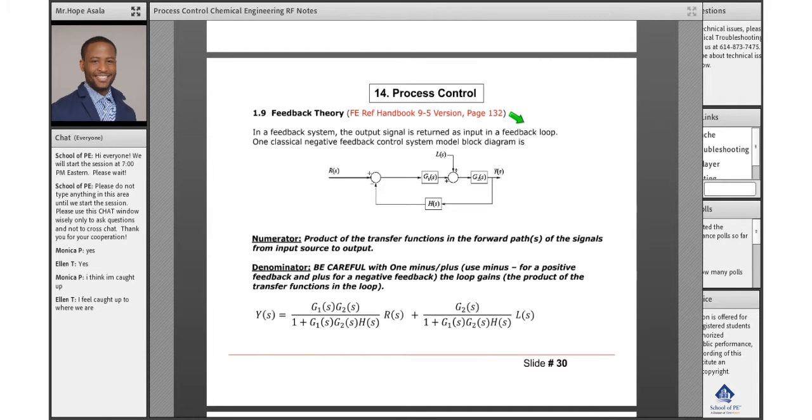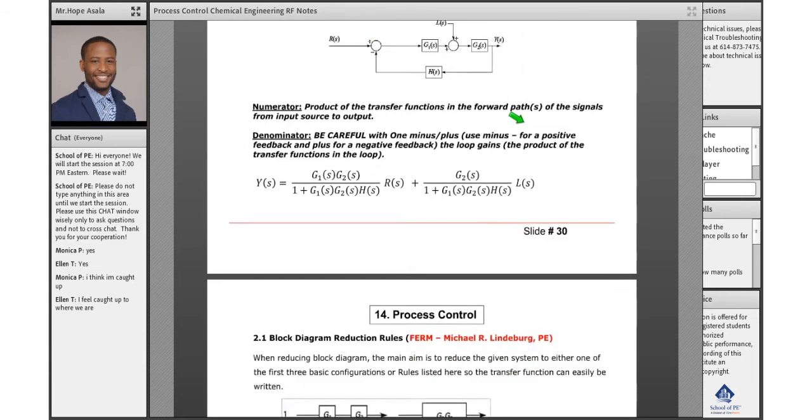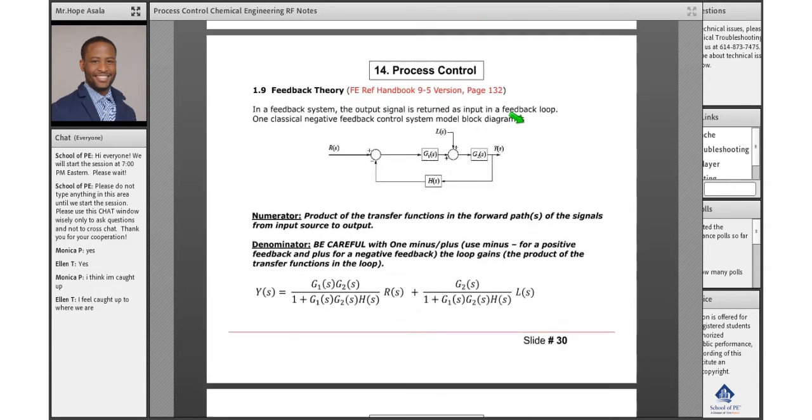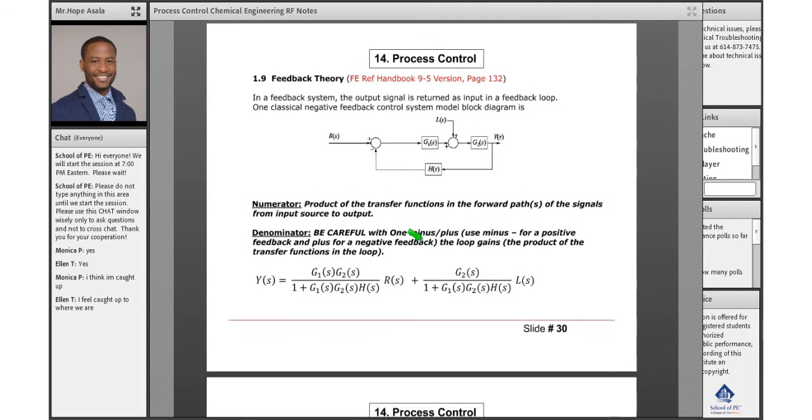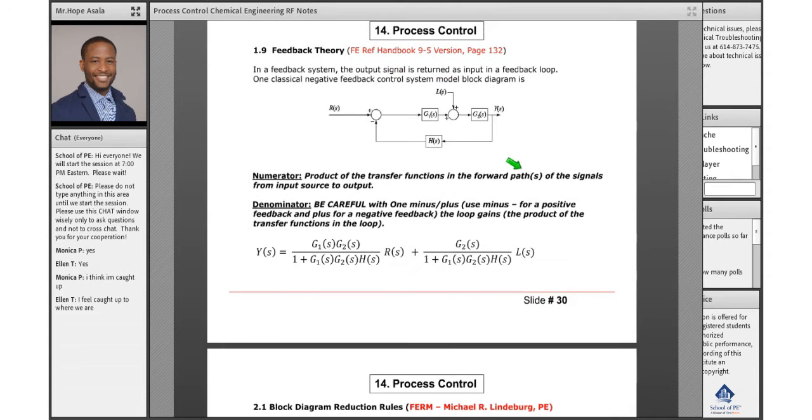Okay, so page 132 talks about the feedback theory, and I think that once we cover a little bit of this, we're going to go to that page and review some concepts there that I think we need going forward. Okay, so in a feedback system, the output signal is returned as input in a feedback loop, right? So this is the output, and then you return it back. And this is an example of a classic negative feedback control. Now this block is exactly on this page, so they actually have this illustration in the book, in the manual.